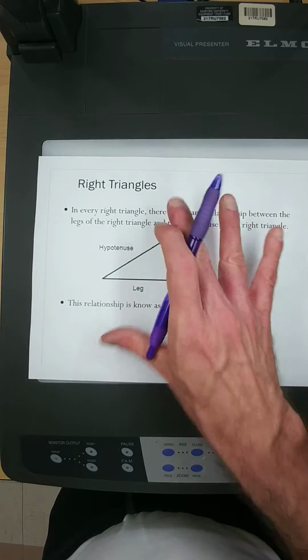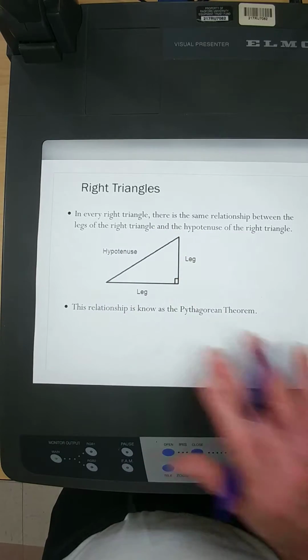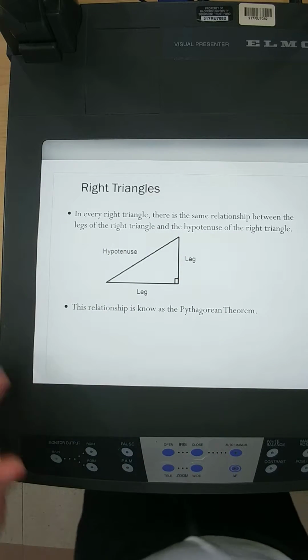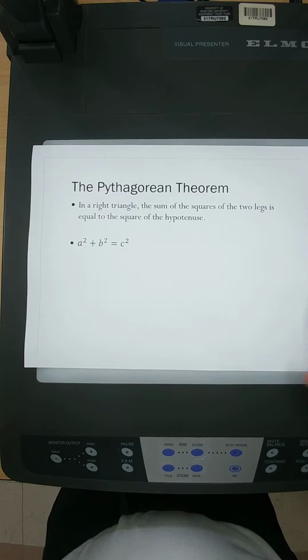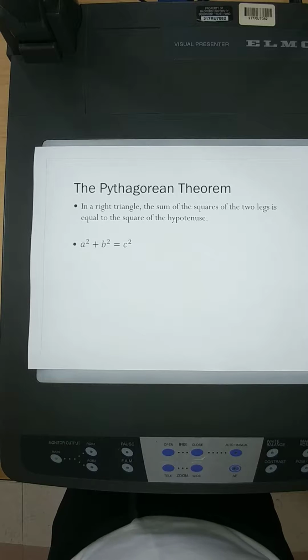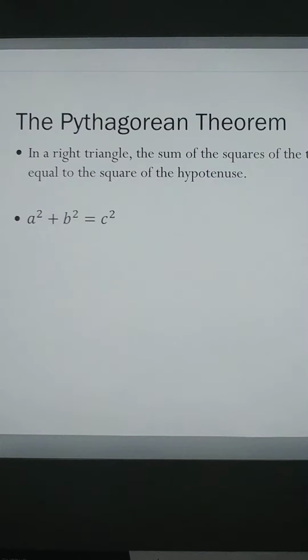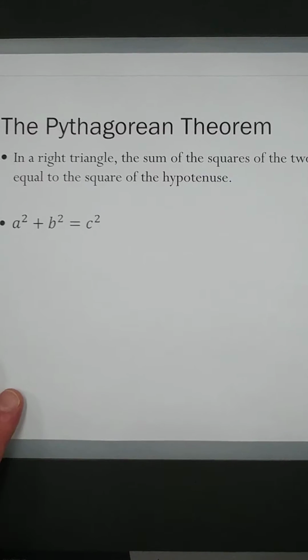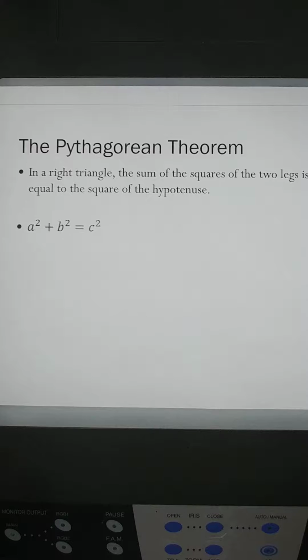As many of you know, in a right triangle we have a special relationship between these sides, the hypotenuse and the legs. In particular, in a right triangle, the sum of the squares of the two legs is equal to the square of the hypotenuse. Thus, the formula a squared plus b squared equals c squared.